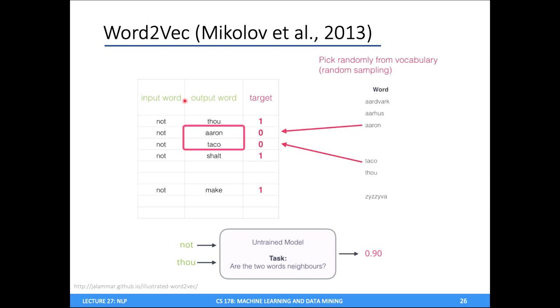So what we do is that for every one of our input words, say for example not, we're just going to randomly pick some words from our vocabulary and call those negative examples. So maybe in our data set, we don't see the pairing not Aaron at any point in time. So we're going to add a new row to our data set with the target 0 because we didn't actually see these co-occur together in our data set. So we're creating negative samples for our training data. Okay, and now we can actually go ahead and train a model to do this classification task.